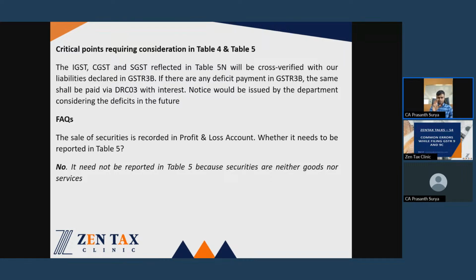Double check that if there are any differences, there are no inadvertent errors. If there are any differences, it means that you are declaring a difference and you are definitely going to await a notice from the GST department.